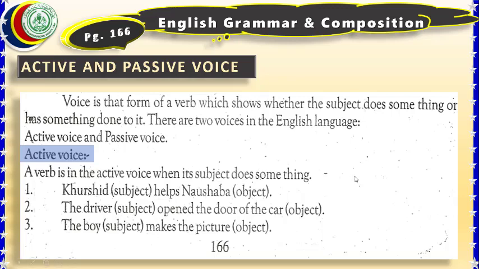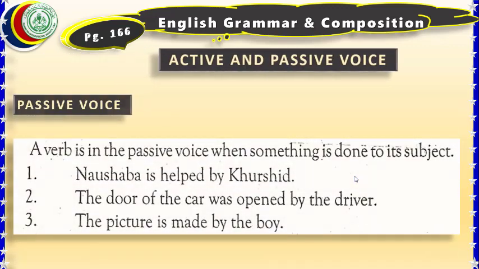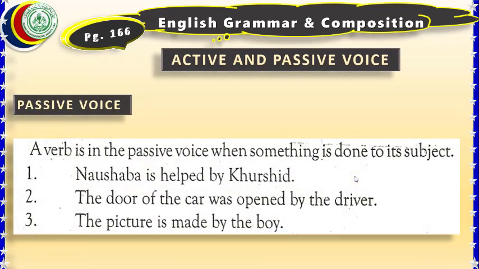To clarify it more, let us move forward and look at the sentences given in passive voice. A verb is in the passive voice when something is done to its subject. Nushaba is the subject here. Nushaba is helped by Khurshid. Is Nushaba doing something here? No. Nushaba is not helping. Khurshid is helping here. Nushaba is helped by Khurshid. Object is doing work here. Subject is not doing anything.